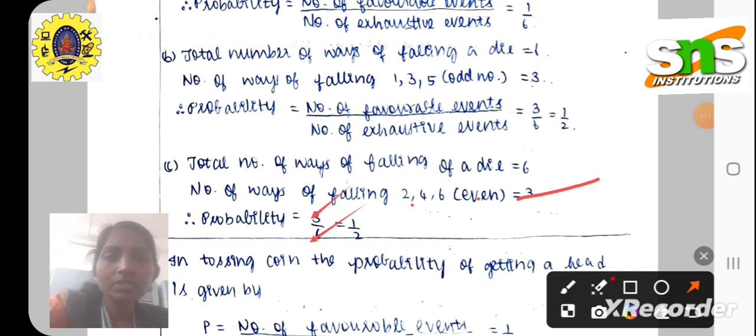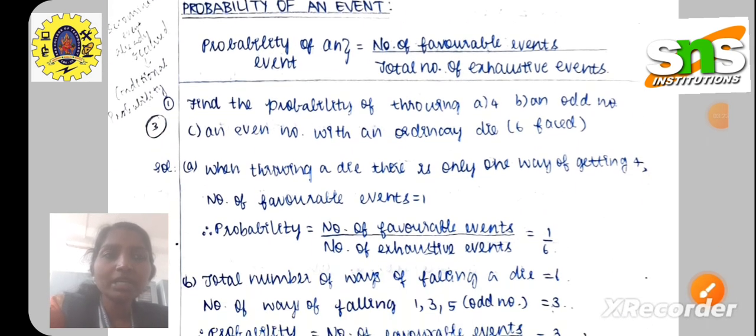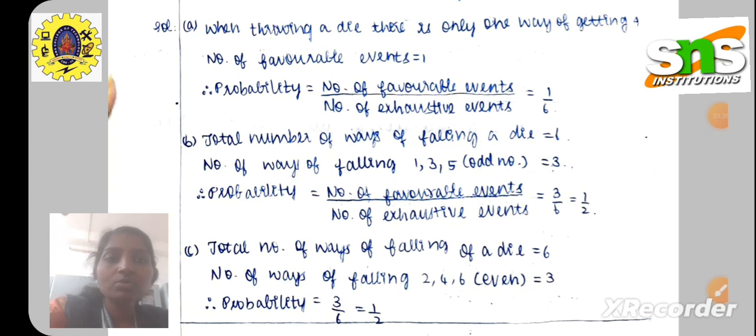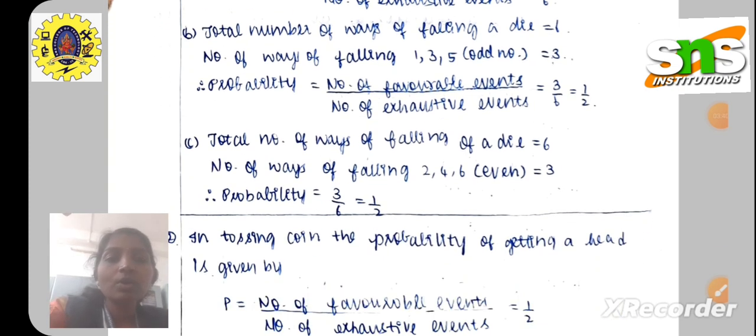Therefore 3 by 6, which is 1 by 2 again. So here is how the problem is done using this particular formula. Probability of an event is equal to number of favorable events divided by total number of exhaustive events. So when throwing a die, the probability of the event of getting 4 is 1 by 6, for the event of getting an odd number, its probability is 1 by 2, and for the event of getting an even number, its probability is 1 by 2 again.